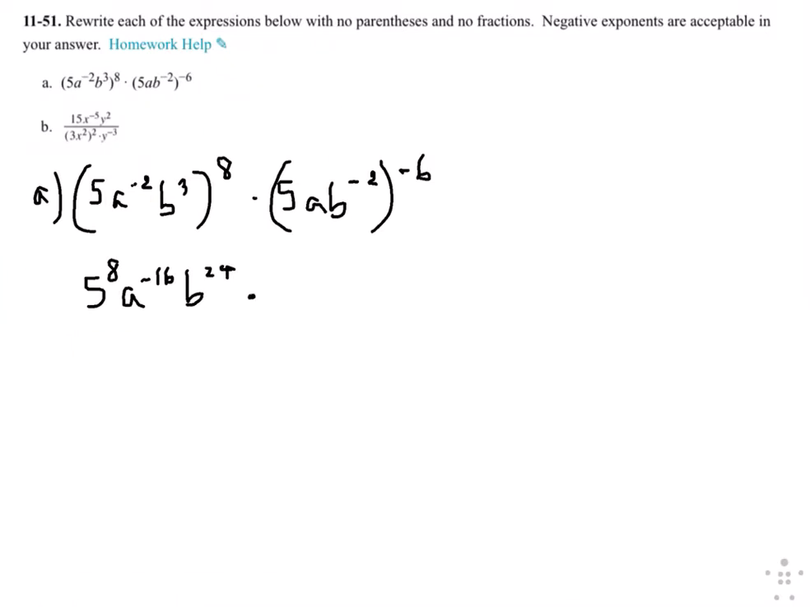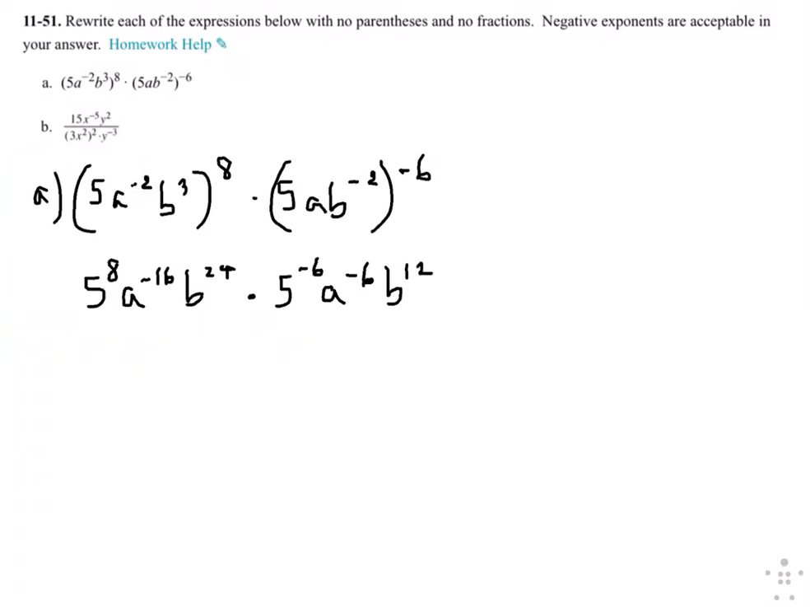Okay, now we're going to multiply that: 5 to the negative 6th. Again, I'm going to leave it in exponential form until the end. A to the negative 6th, power to power. And then b to the negative 2 to the negative 6. Negative 2 times negative 6 is positive 12. B to the 12th.